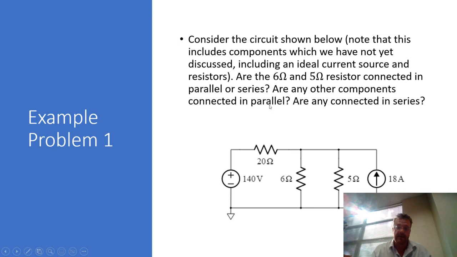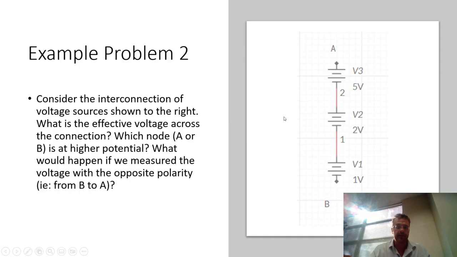Are any other components connected in parallel? Well, if you look, this 18 amp ideal current source is also in parallel with both the 5 ohm resistor and the 6 ohm resistor. So all three of these things are in parallel. Versus what's in series? Well, in series, we have the 140 volt source connected in series to the 20 ohm resistor. So these two things are in series, and these three things are in parallel.